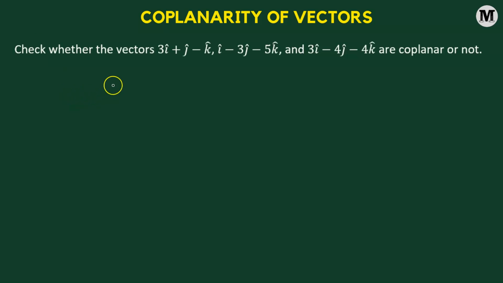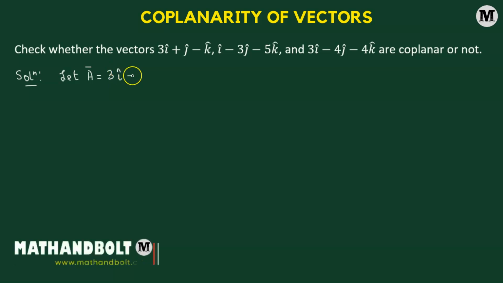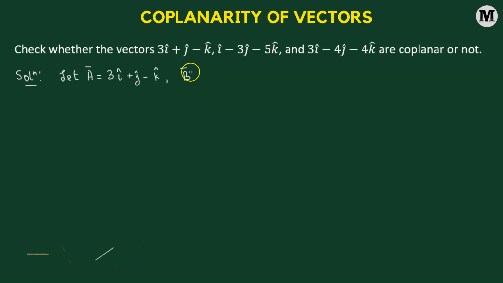So here in this problem, we need to check whether these three vectors are coplanar or not. Okay, let us begin. First, let's name the three vectors. Let a vector be 3i cap plus j cap minus k cap. Then b vector is represented by i cap minus 3j cap minus 5k cap. And then c vector, let's say it's represented by 3i cap minus 4j cap minus 4k cap.